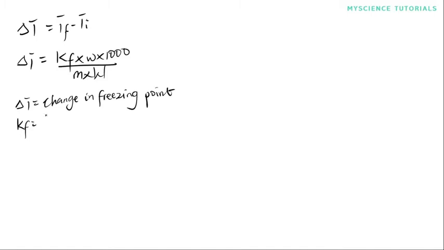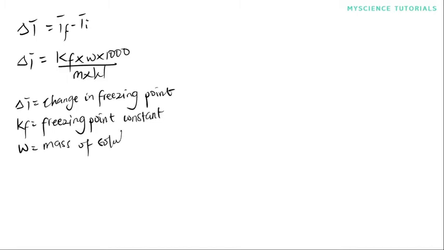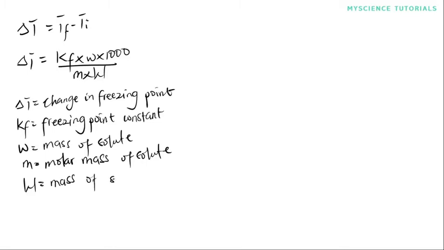freezing point constant. The small w is the mass of solute. The small m is the molar mass or the molecular mass of solute. And capital W is the mass of the solvent.